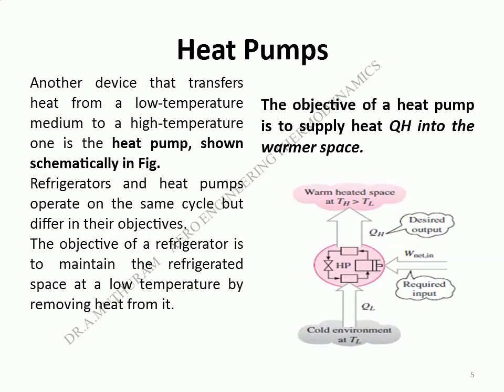Heat pumps. Another device that transfers heat from a low-temperature medium to a high-temperature one is the heat pump, shown schematically in the figure. Refrigerators and heat pumps operate on the same cycle but differ in their objectives. The objective of a refrigerator is to maintain the refrigerated space at a low temperature by removing heat from it. The objective of a heat pump is to supply heat Q_H into the warmer space.